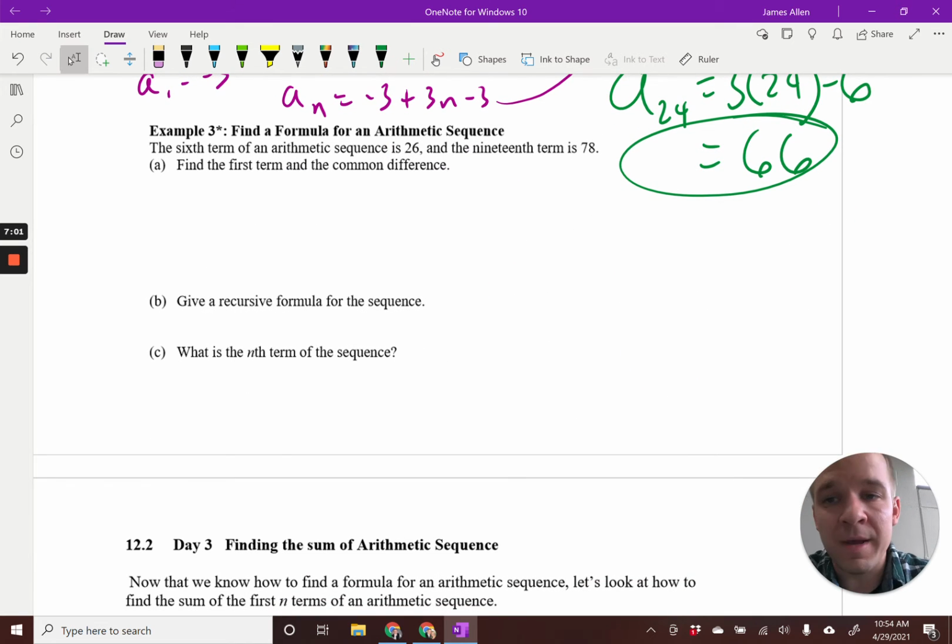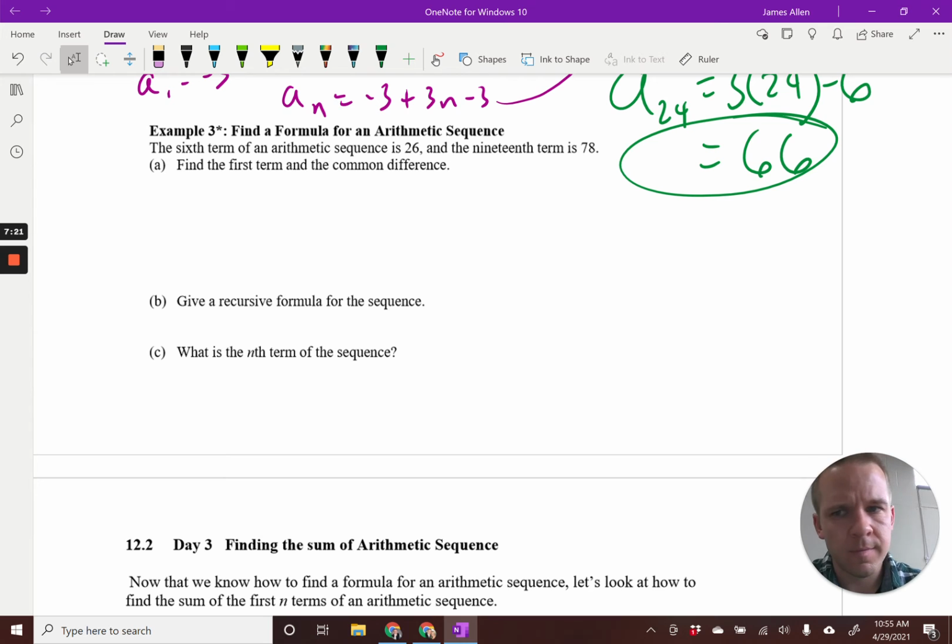All right, find a formula for an arithmetic sequence. This is kind of interesting. The 6th term of an arithmetic sequence is 26, and the 19th term is 78. Find the first term and the common difference. Okay.